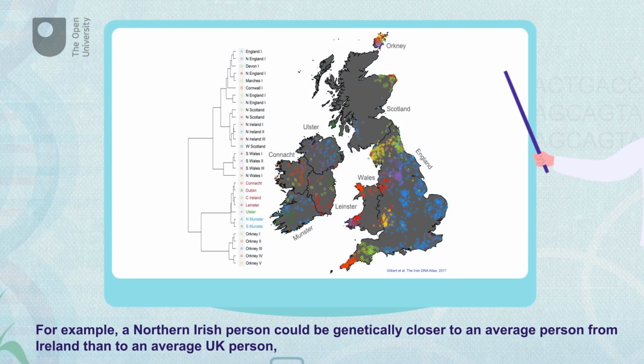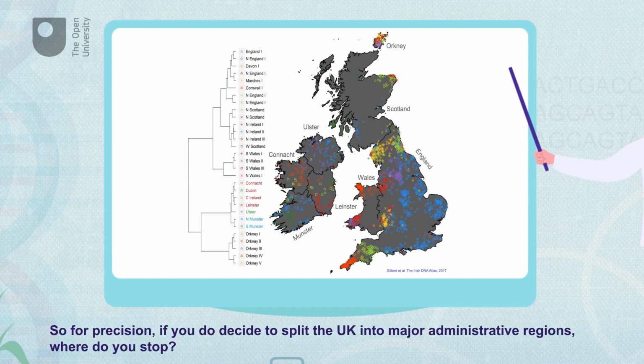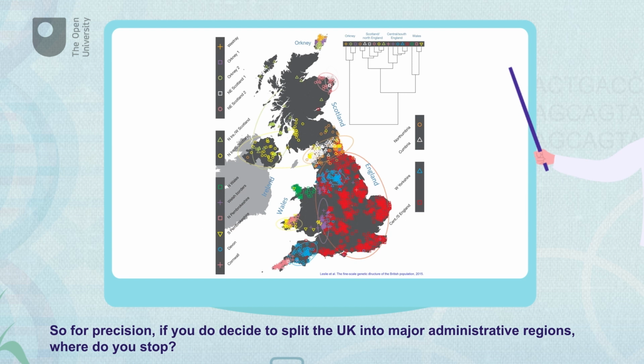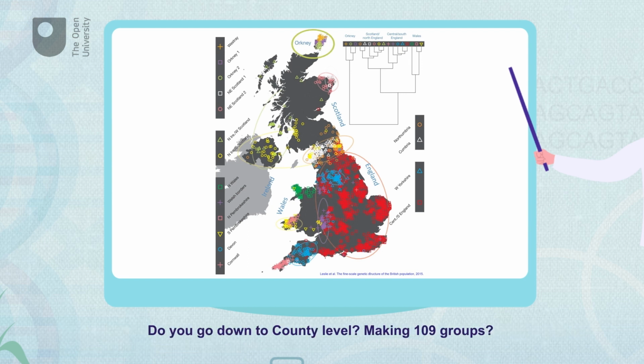For example, a Northern Irish person could be genetically closer to an average person from Ireland than to an average UK person. But at a country level grouping, they would have to be included in the UK reference set. So for precision, if you do decide to split the UK into major administrative regions, where do you stop? England, Wales, Scotland, Northern Ireland? What about the Orkney residents who are genetically quite distinct from Scotland? Do you go down to county level, making 109 groups?